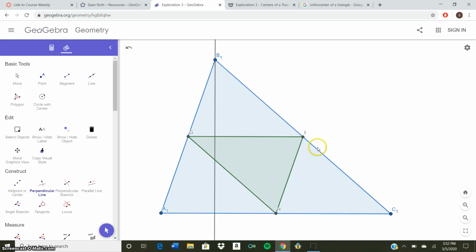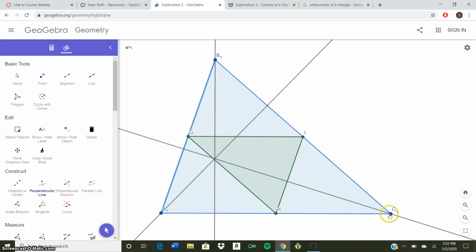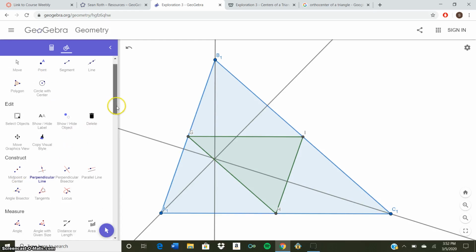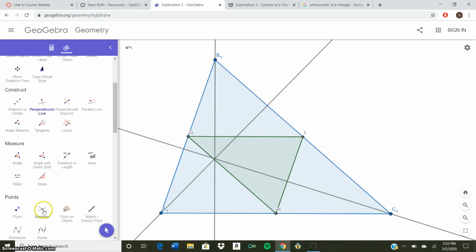So what we want to do is draw a perpendicular line to the opposite vertex, and at this point, right here, T is the orthocenter. So we see that's towards the left side of the triangle, not quite on the medial triangle.